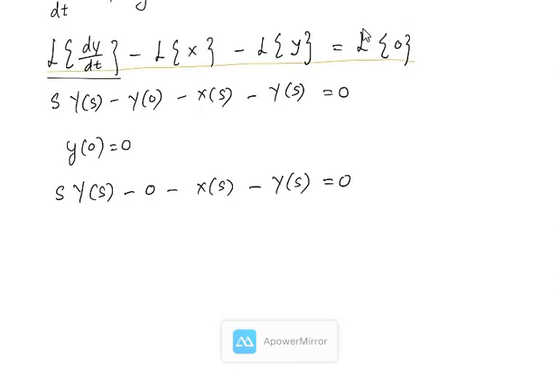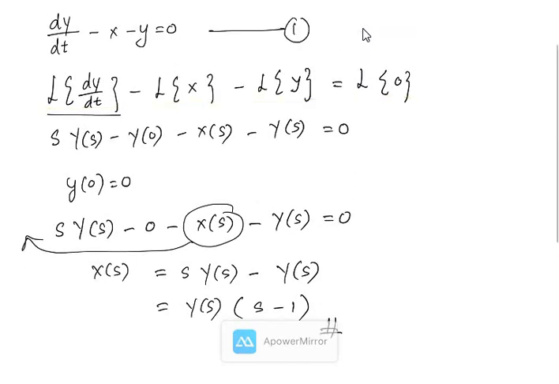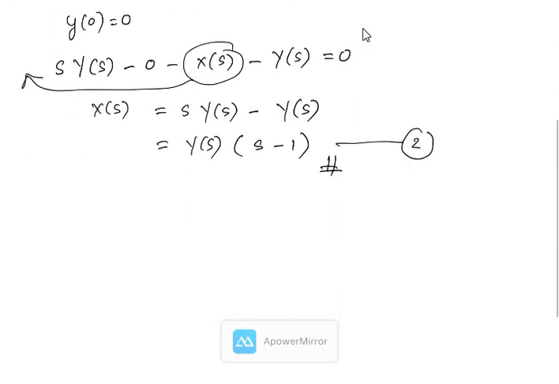So we bring the X(s) to the right hand side, or we keep the X(s) on the left and bring the other terms to the right hand side. So X(s) equal to sY(s) minus Y(s). So X(s) is equal to Y(s) times (s minus 1), we factor it out. Okay, so I assume this is equation number 1, and this is equation number 2. And now we go to another equation, that is dx over dt minus 2y equal to sin t. This is equation number 3. It doesn't matter which equation you do first, it is the same.